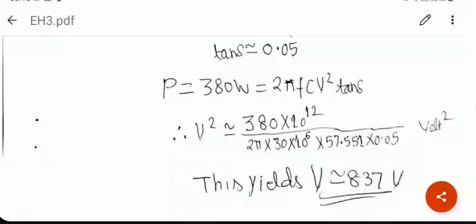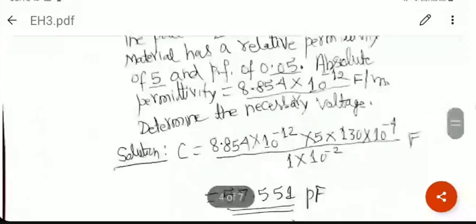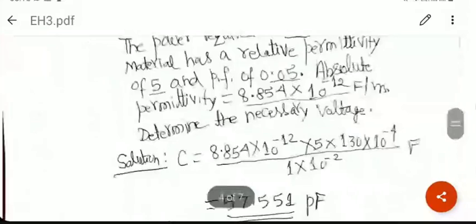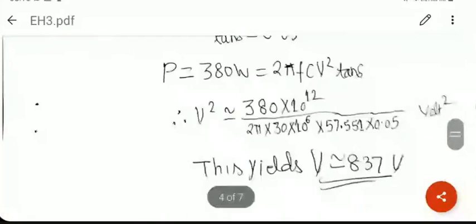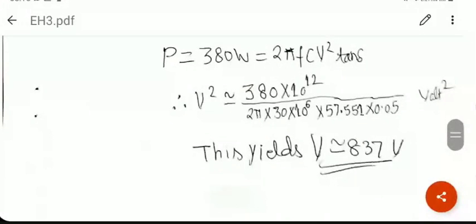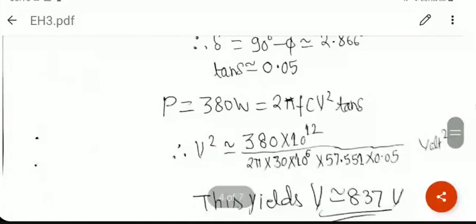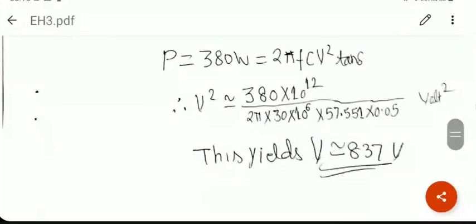Frequency is given as, I think, 30 megahertz. Yeah, 30 megahertz. So 30 into 10 raised to the power 6. Capacitance value is in picofarad, so I've taken 10 to the power 12 in the numerator. Tan delta is almost 0.05, so I substitute that. Epsilon R is also given, but it is not necessary because it's included in the capacitance already. So please double check this calculation. The required voltage turns out to be 837 volt.